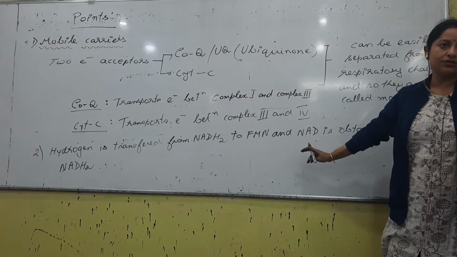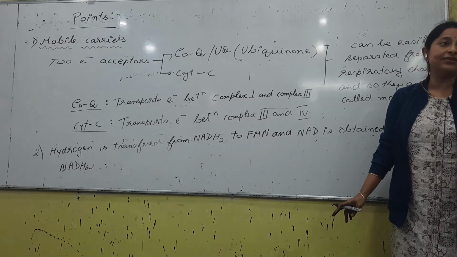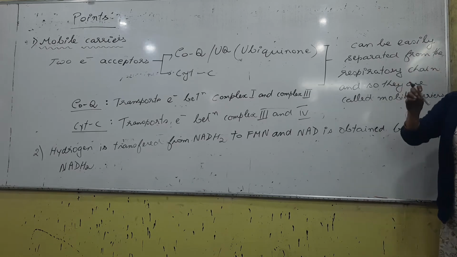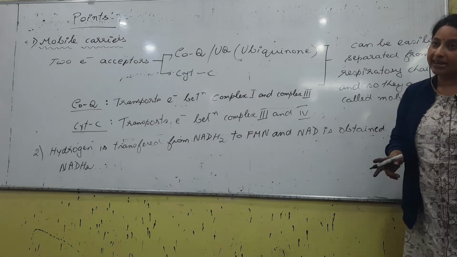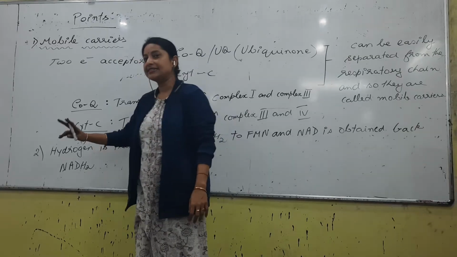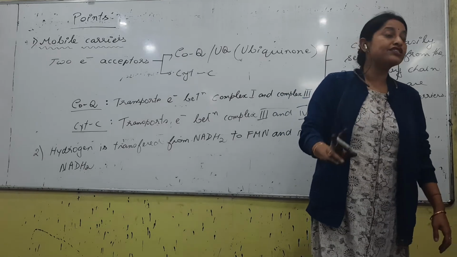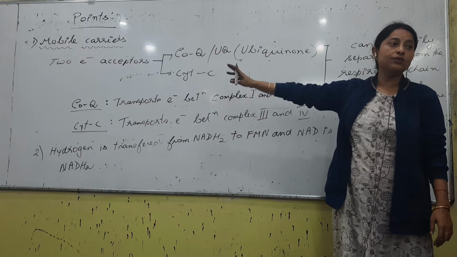So details of this one, not many questions come from it. The question that came is: identify the mobile carrier of the ETS. So what does mobile carrier mean? It is something that carries electrons between complexes, so we call them mobile carriers. Which ones are the mobile carriers? Coenzyme Q or cytochrome C are considered as mobile carriers. That's all. Not many questions come from it. UBQ and coenzyme Q are the same thing.